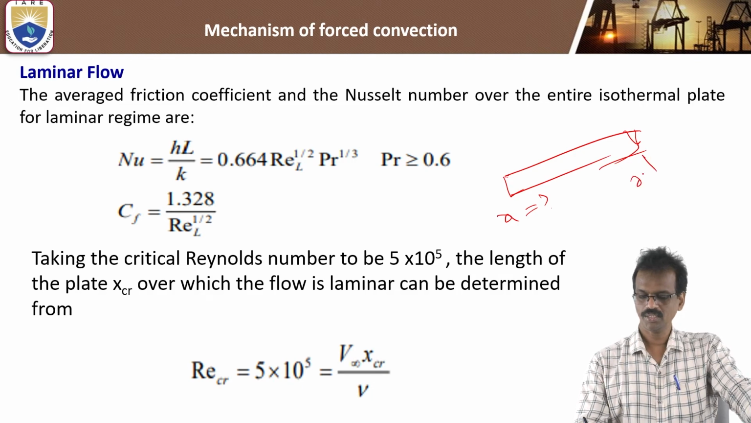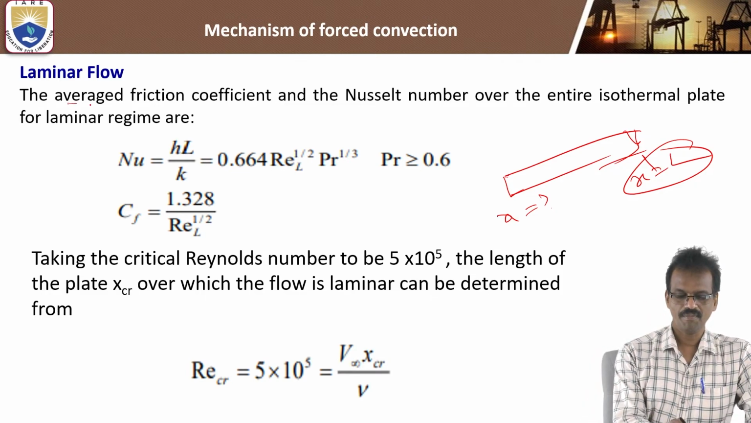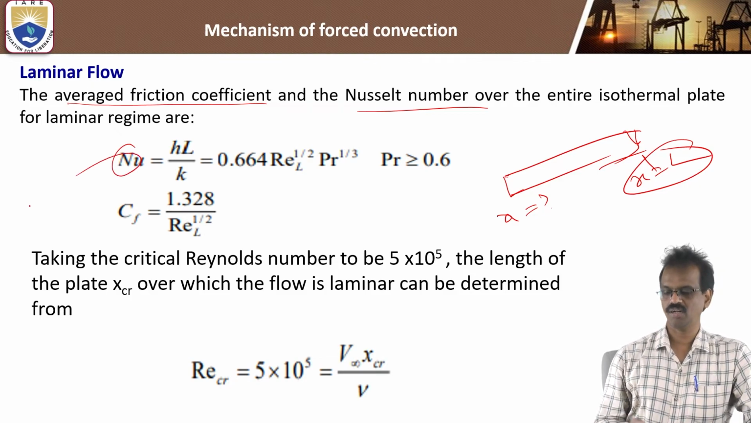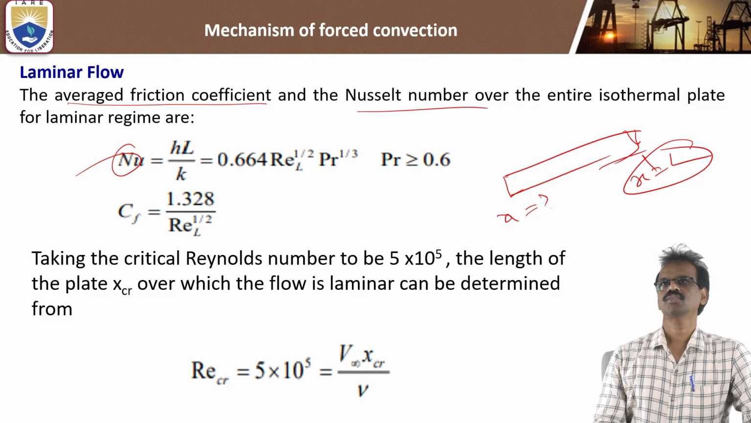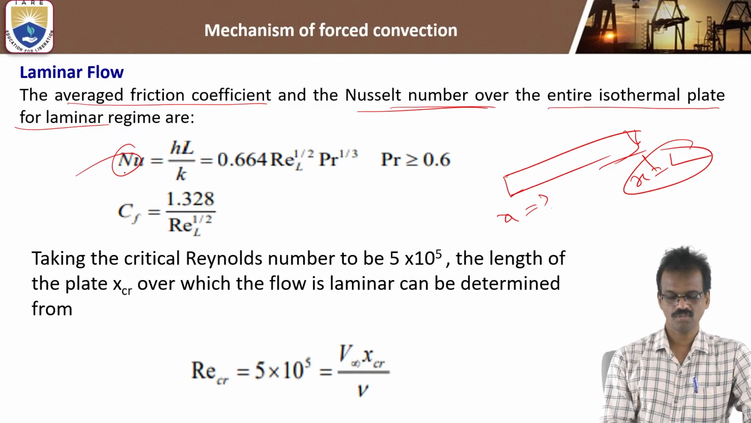So now the x is equal to L condition. It means at the end of the solid surface, this is the formula. So the average coefficient of friction and Nusselt number, average Nusselt number, you can call it. Average means at the end of the solid surface. Okay, so Nusselt number over the entire isothermal plate, that is Nusselt is equal to hL by k.